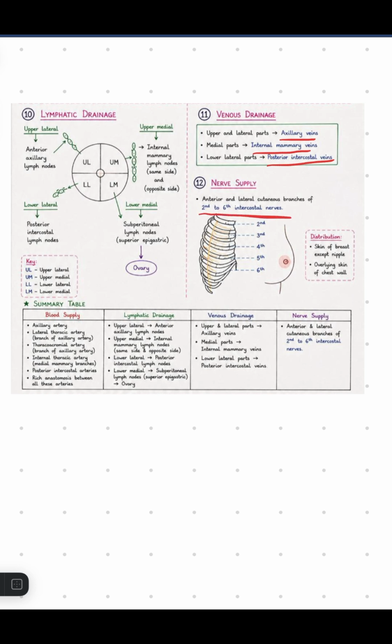Lymphatic drainage: we have four quadrants in the breast. The upper lateral drains into the anterior axillary lymph nodes, and the lower lateral into the posterior intercostal lymph nodes. The upper medial drains into the internal mammary lymph nodes of the same side and also the opposite side. And the lower medial into the subperitoneal lymph nodes. Here, this is connected to the ovary. So there is a clinical importance here.